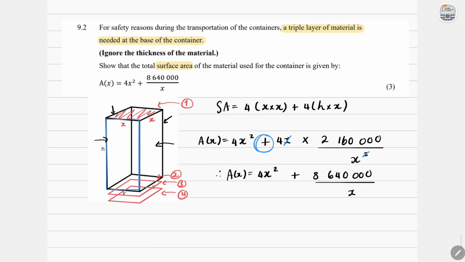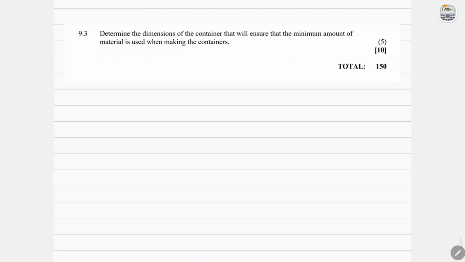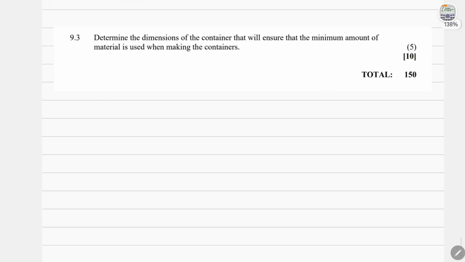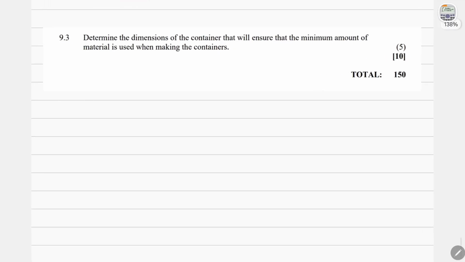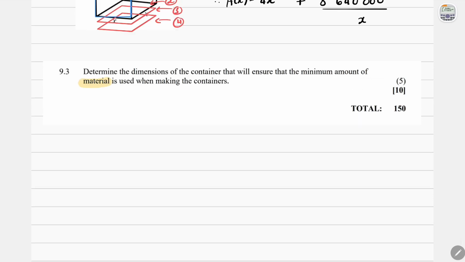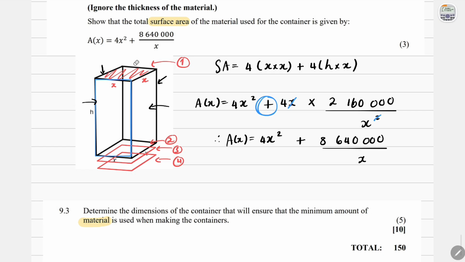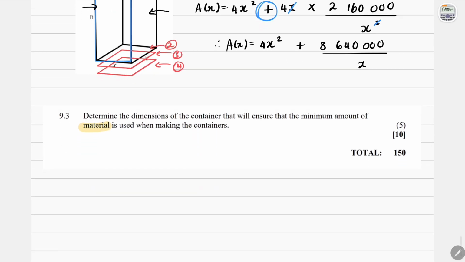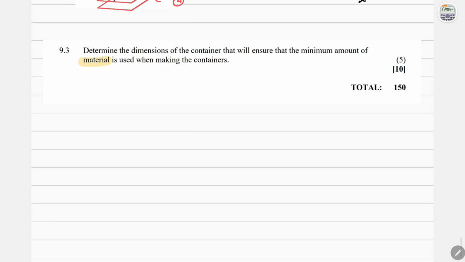And moving on to the next question. Question 9.3 says, we have to determine the dimensions of the container that will ensure that the minimum amount of material is used when making the container. So what we are seeing as the material is the total surface area, because that's what goes around this material. Okay, and we just found that the total surface area is this. Now we need to find the dimensions.